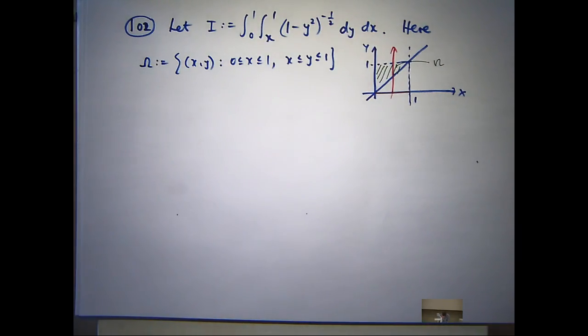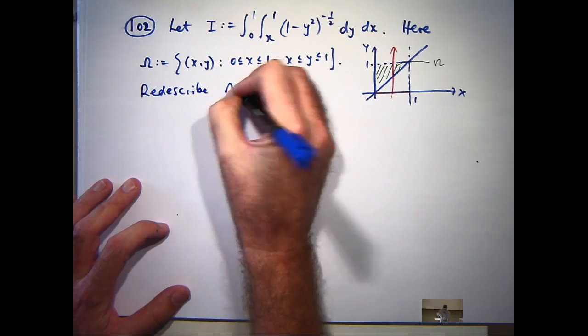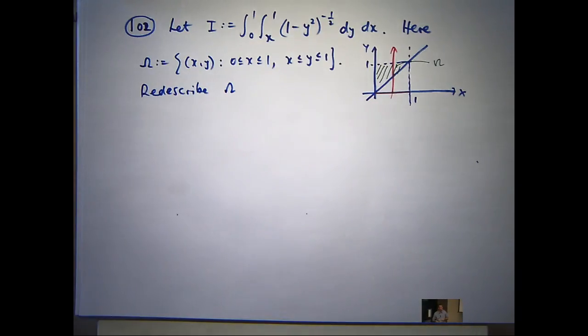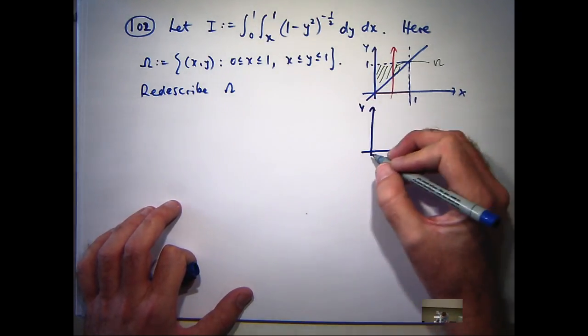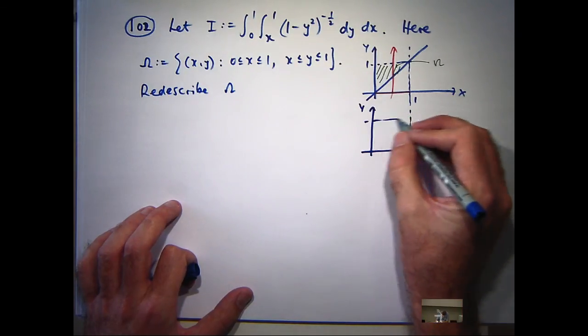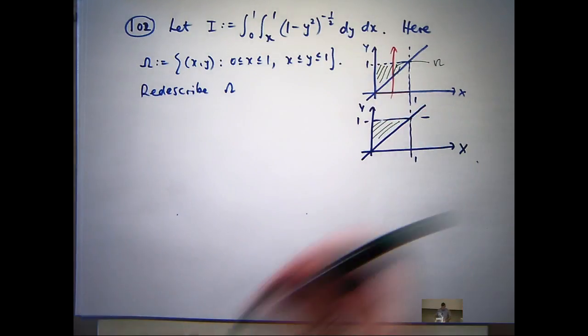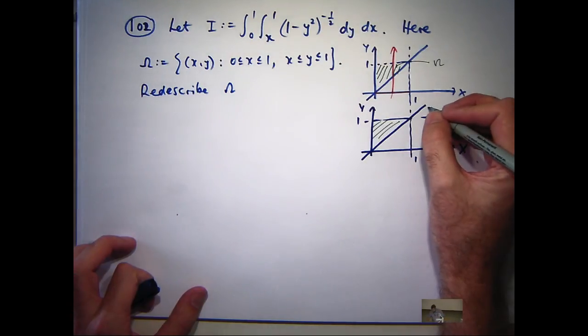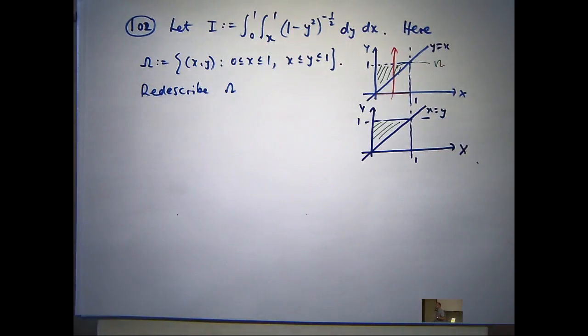So let's redescribe our region of integration omega. So I'm going to draw another picture. Drawing the same lines. All right. So here's y equals x. Okay, who wants to have a go just at redescribing that region? Instead of a vertical line, I'm going to use a horizontal line. So what's the redescription going to be for the bottom setup with our horizontal line?